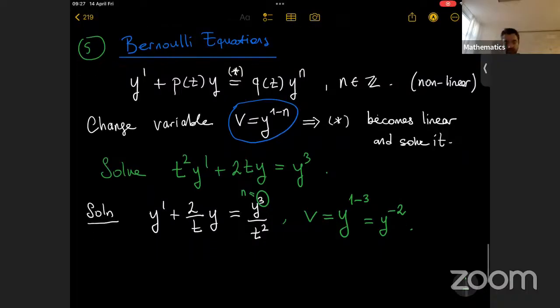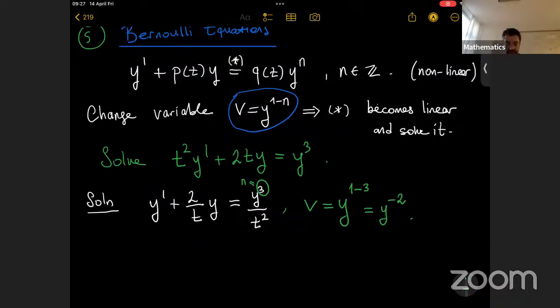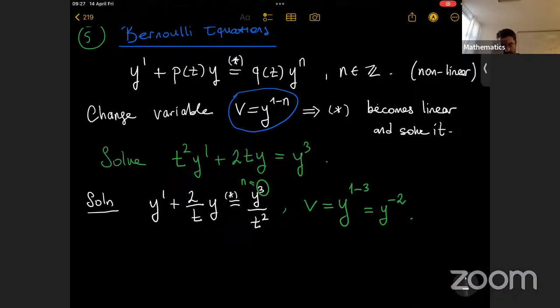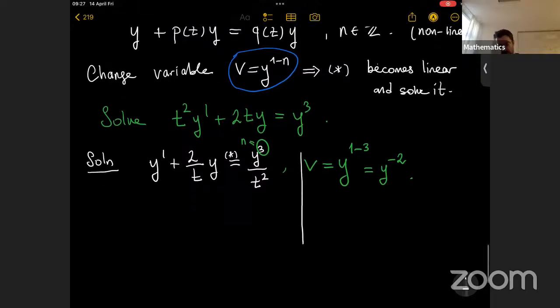Well, let's find v prime and put y prime in terms of v prime back into the equation. Let's call it here, this is star. Okay, so what is from here? What is v prime? V prime means we differentiate v with respect to t. It's going to be minus 2 y to the minus 3 times y prime, okay?